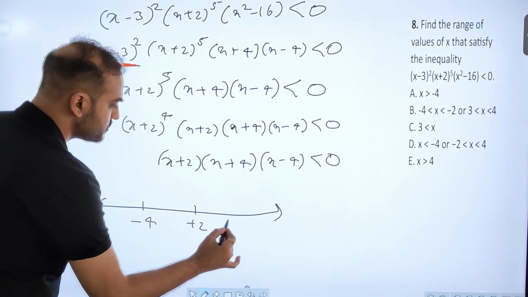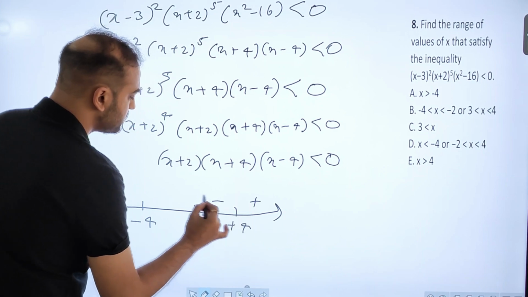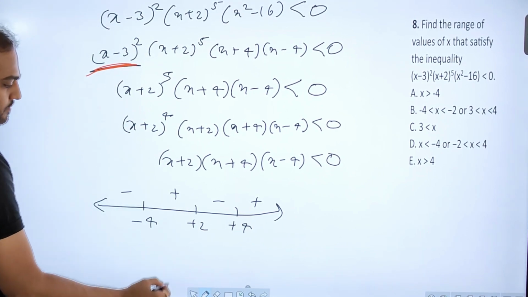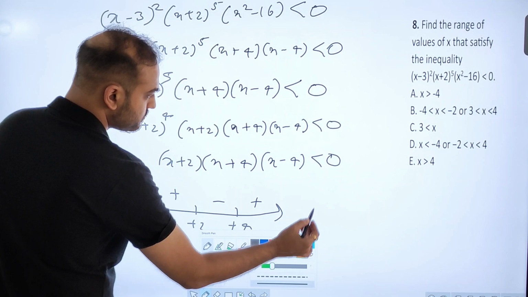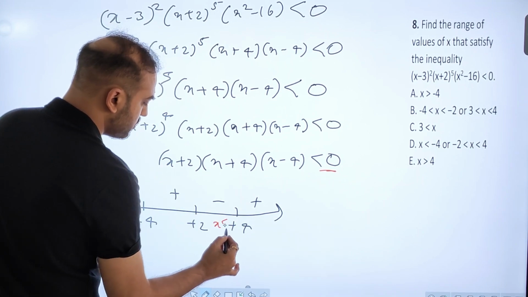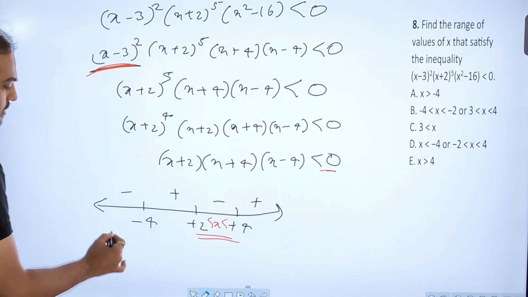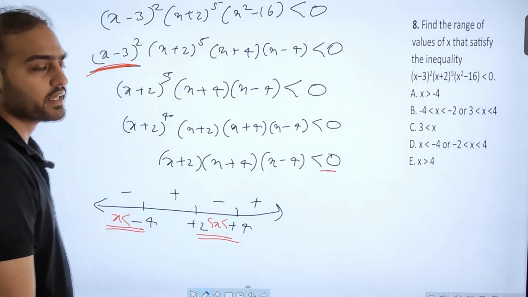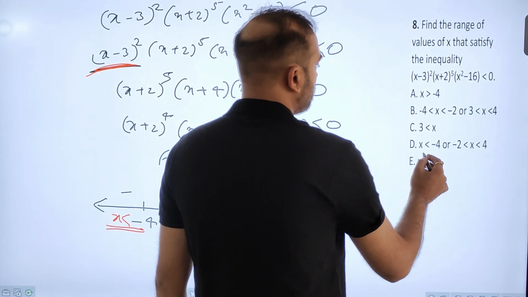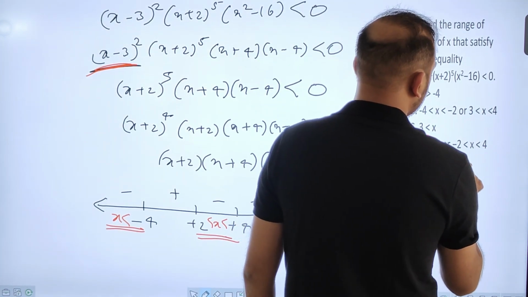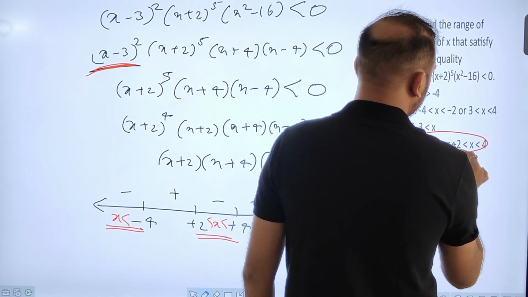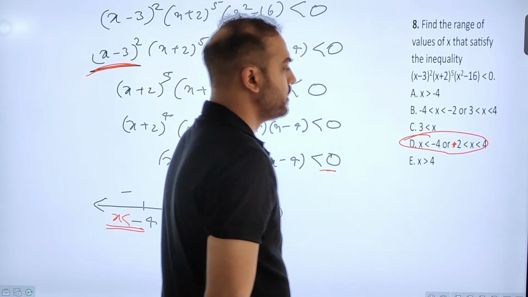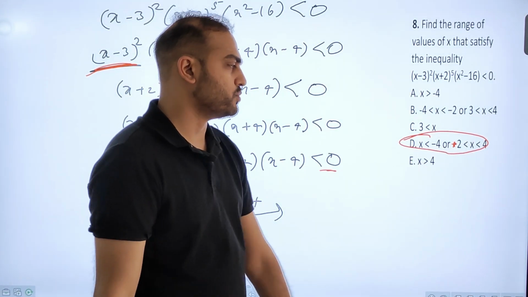Minus 4, minus 2, plus 4, with signs minus, plus, minus, plus. We want less than 0. So x is between minus 2 and 4, and x is less than minus 4. That should be minus 2.